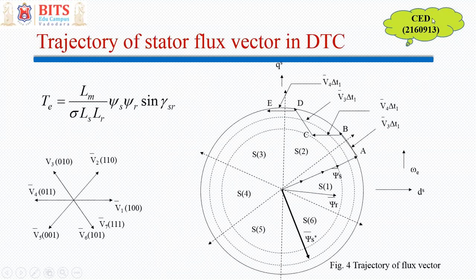So actually what happens, this is the hysteresis band, in which, by selecting appropriate values of vectors, the stator flux will remain in this band, right? And by tracking this, you will get the required flux, the required torque, and the required speed. So this is known as a hysteresis band.